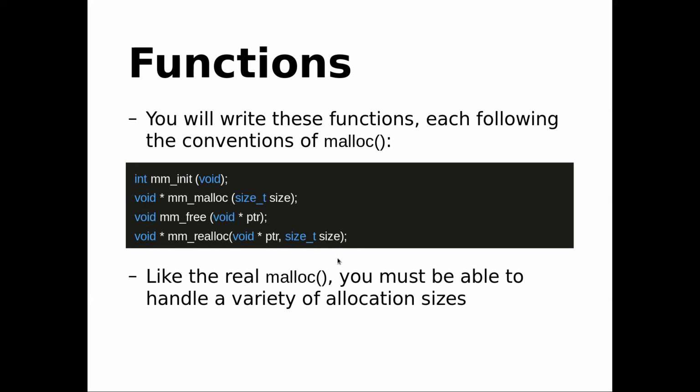So this, like I said, is something you may not be familiar with. All you need to do is pass it a pointer to a previously allocated block, and the size you want to resize it to, whether bigger or smaller than what you had previously, and it'll return either the same pointer or a new pointer to a block of memory. And like the real Malloc, your allocator must be able to handle a variety of allocation sizes, whether that be only 10 bytes or 10,000 bytes. So you just need to account for various different possibilities when coding this project.